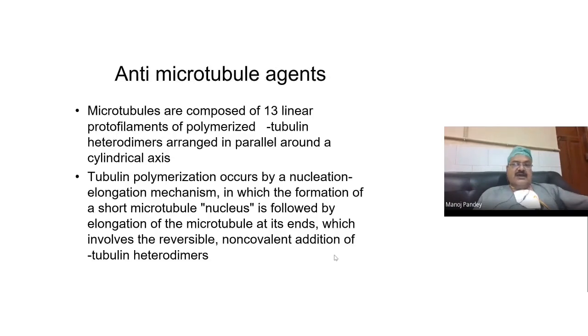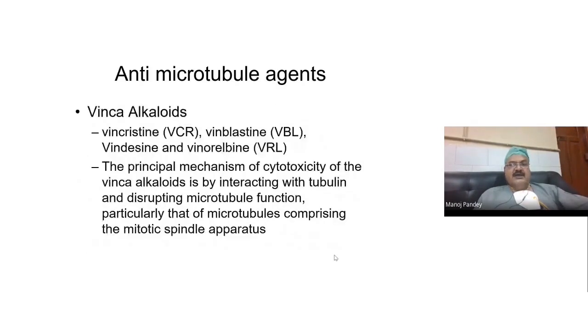Then there is a class called antimicrotubule agents, or inhibitors. Microtubules are basically 13 linear protofilaments of polymerized tubulin heterodimers, arranged in parallel around a cylindrical axis. The microtubule formation occurs in the M phase of the cell cycle, or the mitotic phase. So these are drugs which inhibit the microtubule formation and thereby interfere with cell division.